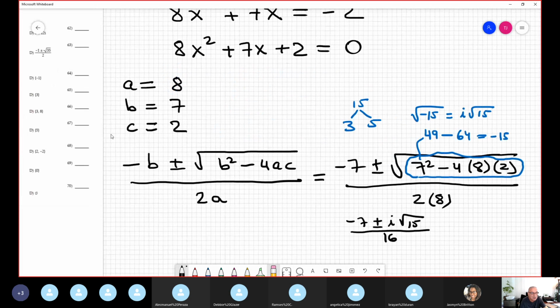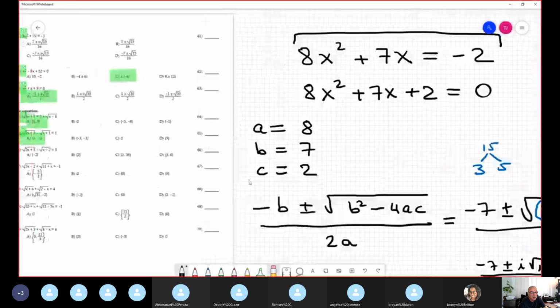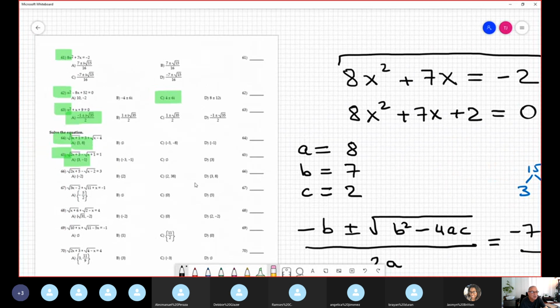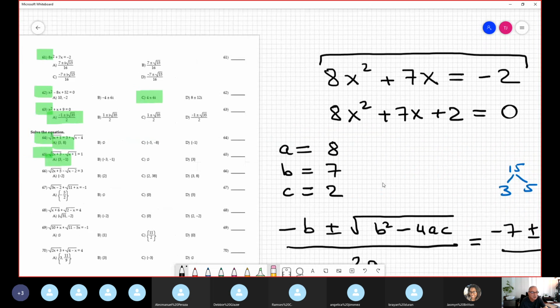Let me check the options. It's negative 7 and it includes I. It's obviously C, because it's negative 7, not positive 7. This one and this one are totally discarded because there's no I. Which one has I, A or C? But C is good because it's negative 7. Boom.